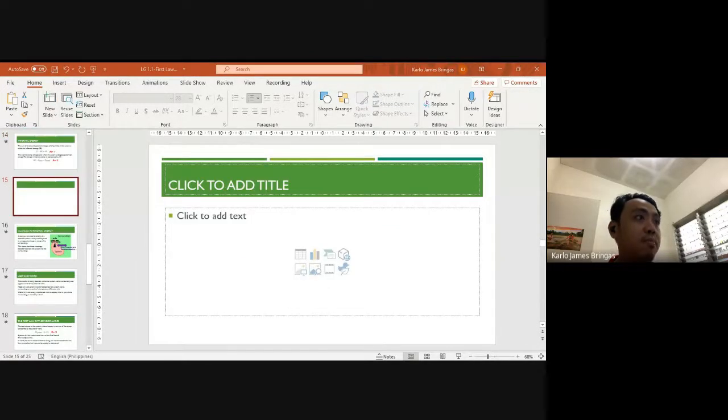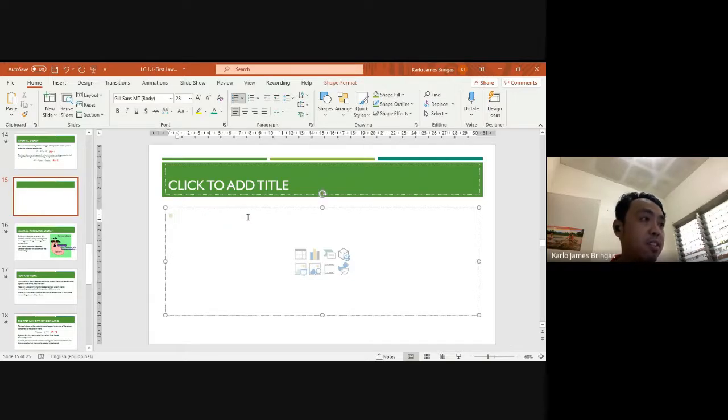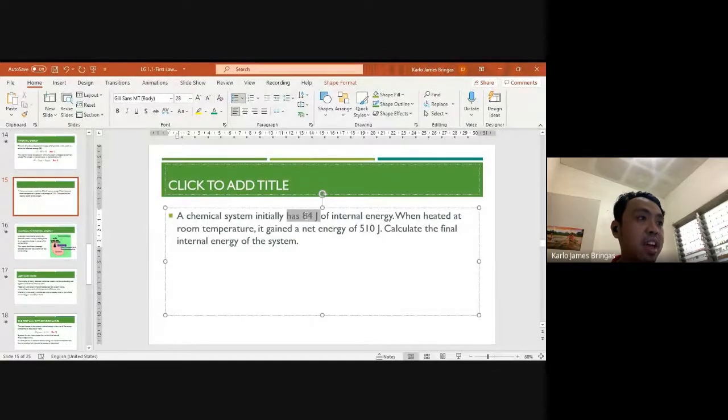So going back to our activity, we had the following example. Let's try to figure out how to answer. Initially, it says our chemical system initially has 84 joules of internal energy. So what this means is that our E initial is equal to 84 joule. So 84 joules represents the total energy that our system has. It's the energy that is present because our particles are all moving together, and it also represents in part the energy associated with the chemical composition of our system.